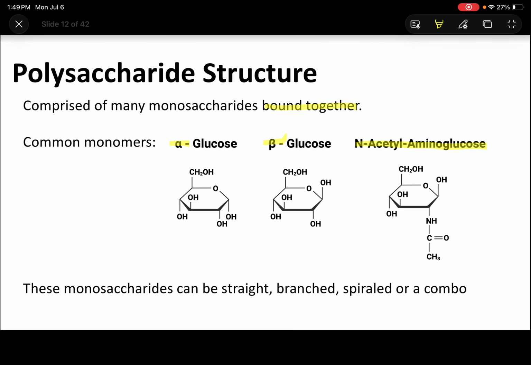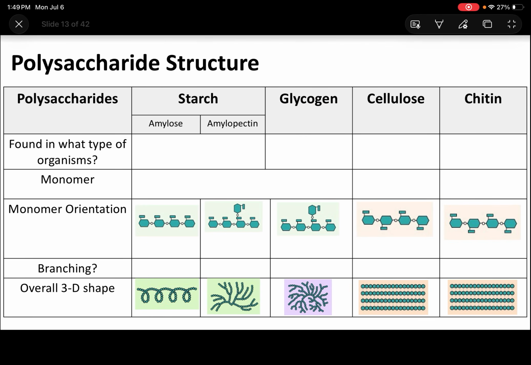It's important to note that as we start to add these monomers together into a polysaccharide, they can be straight, branched, spiraled, or a combination. So if we have a bunch of glucose molecules together, it can be straight, it can branch off, it can become a spiral, where they're all connected. But essentially, polysaccharides are just a bunch of monosaccharides bound together. There are 4 specific polysaccharides that we want you to know for this class, and we're going to go through each one using this table.